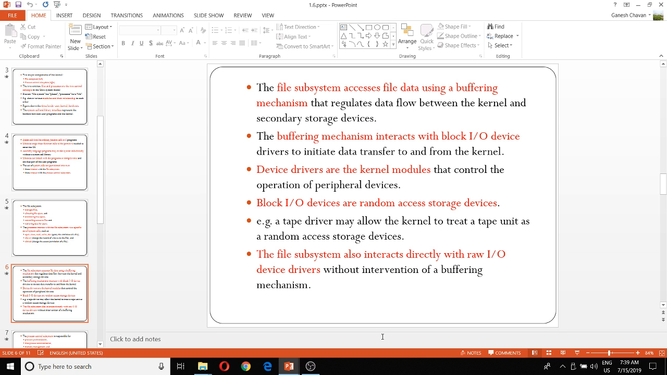The buffering mechanism interacts with the block IO device drivers to initiate the data transfer to and from the kernel. Device drivers are kernel modules that control operation of peripheral devices. Block IO devices are random access storage devices. For example, a tape driver may allow the kernel to treat a tape unit as a random access storage device. The file subsystem also interacts directly with the raw IO device drivers without intervention of the buffering mechanism.